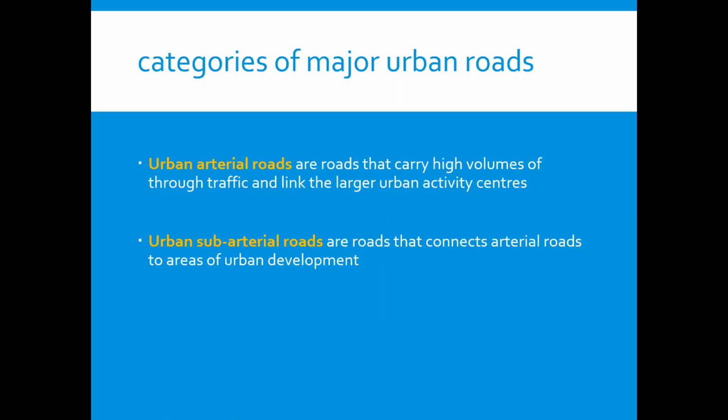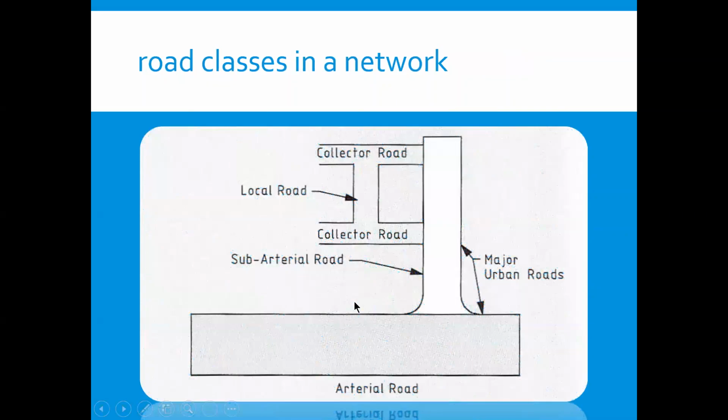There are two categories of major urban roads: urban arterial roads and urban subarterial roads. Urban arterial roads are the roads that carry high volumes of through traffic and link the large urban activity centers. Urban subarterial roads are roads that connect arterial roads to the areas of urban development. You can see this classification on this little sketch, okay? So you can see the arterial roads, major urban arterial roads, subarterial roads, and the collector roads.